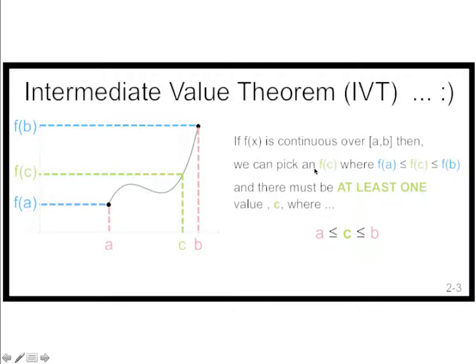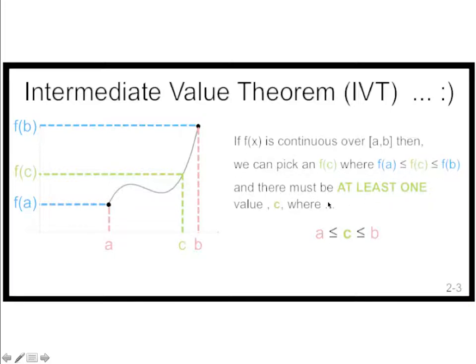Then we can pick a y value, f of c. That's our w. We can pick some intermediate value. We're going to call it f of c. And that intermediate value is between these 2 y values. So this intermediate value is between these 2 y values.